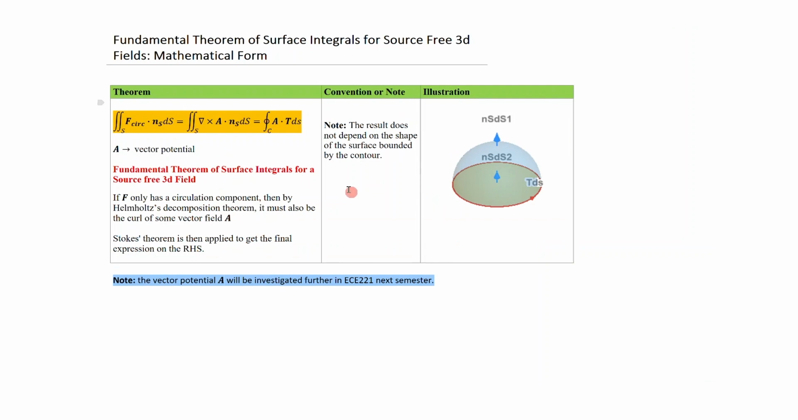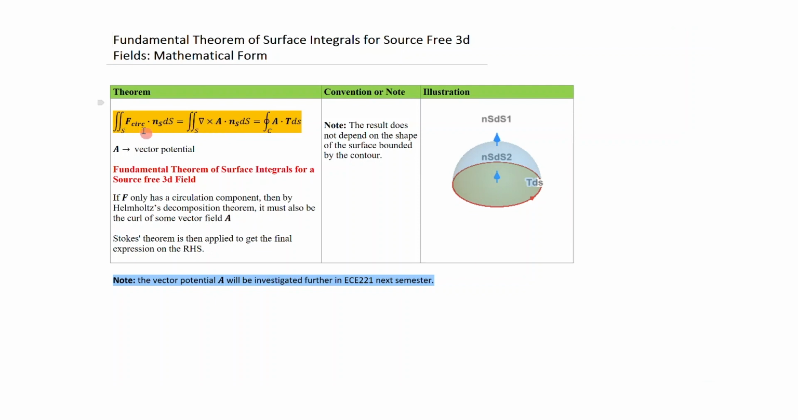All right, and the last one would be the fundamental theorem of surface integrals for source-free 3D fields. In mathematical form, we'd have a contour, as shown here. What I've done is I have an upper surface and a lower surface. If I apply this theorem to, for instance, F circ dot n dS, I can use Stokes' theorem to convert a field into the curl of a vector field.